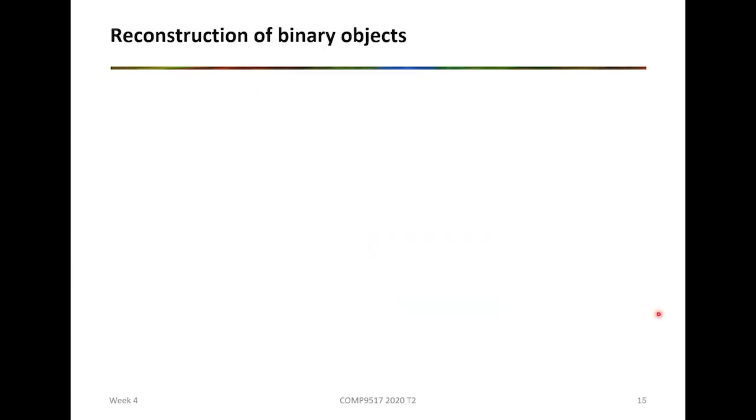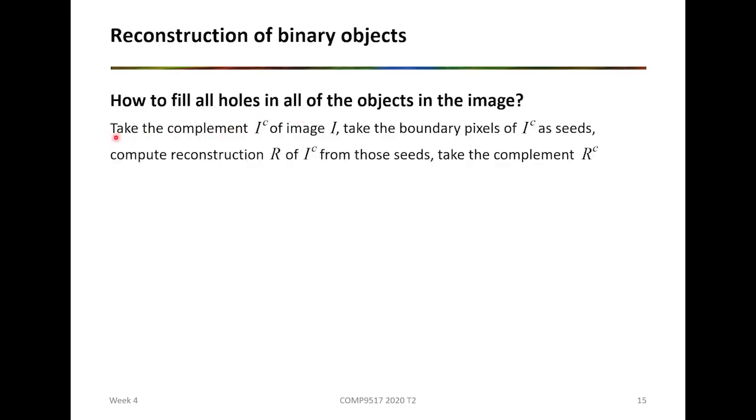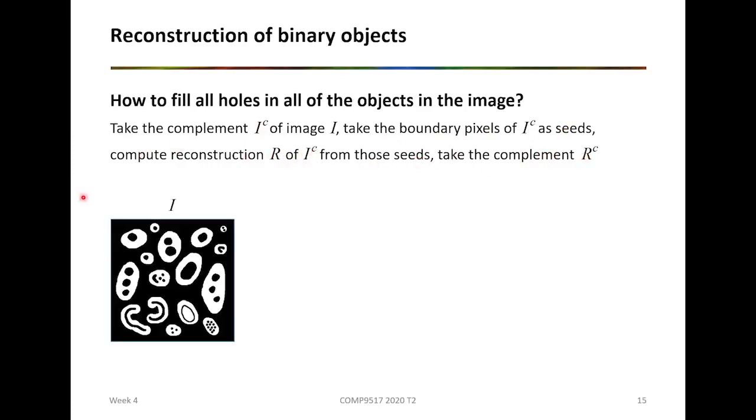Another thing we can do with reconstruction is fill all the holes in the objects. I've already given you one example of how you might fill holes simply by using the closing operation, so the combination of dilation and erosion. But that works only for small holes that are smaller than the structuring element. So how do you get rid of bigger holes in objects? The way it works is you take the complement of the image, take the boundary pixels as seeds, just like in the previous slide, compute the reconstruction of this complement from the seeds, and then take the complement of the result. Let me illustrate that.